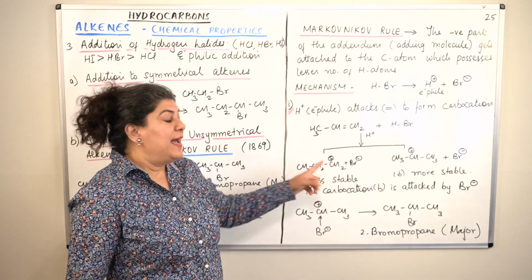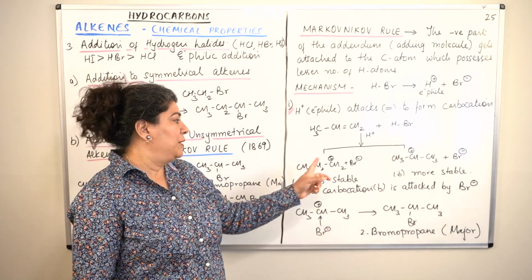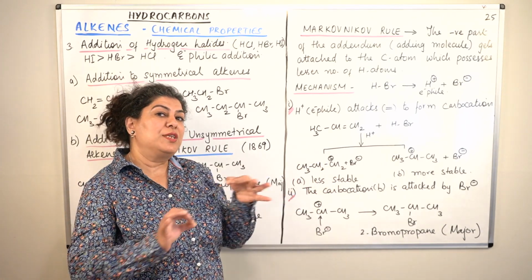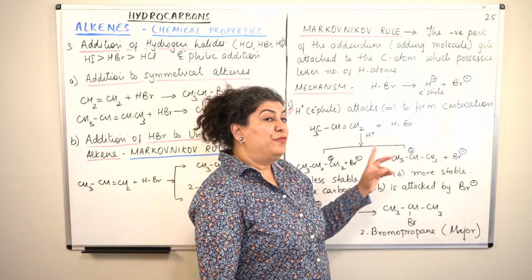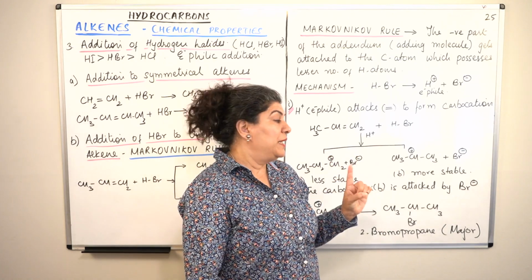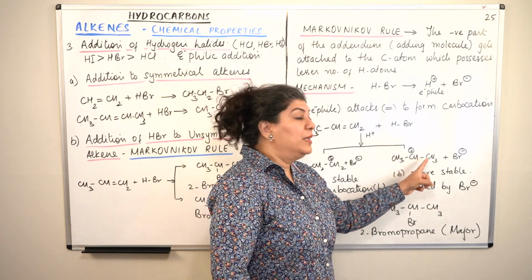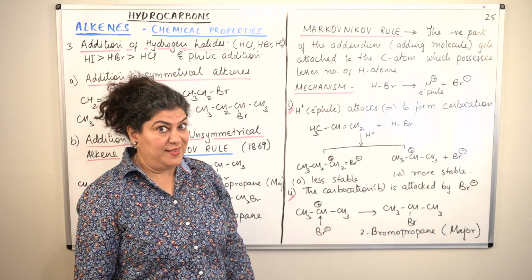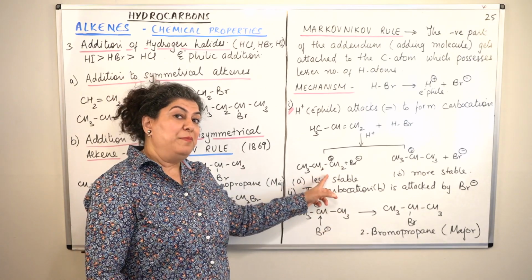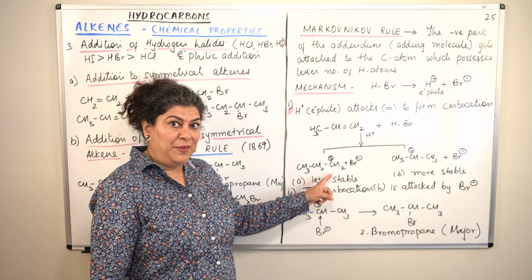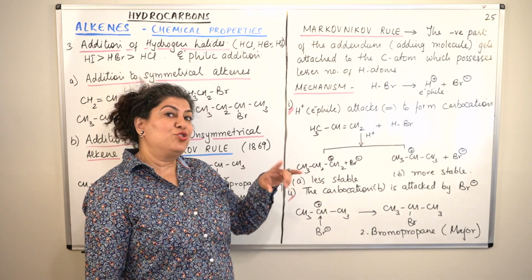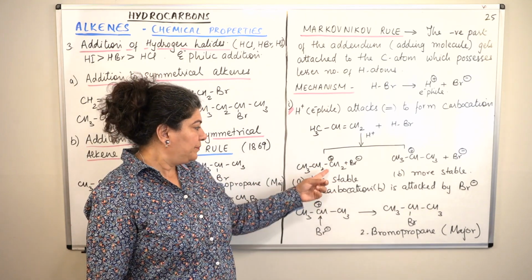This carbocation has the positive charge on a carbon which is attached to only one other carbon. But this carbocation has the positive charge on a carbon atom which is attached to two other carbon atoms. Which means this is a primary carbocation. The positive charge is on a primary carbon. A primary carbon is one which is attached to only one other carbon.